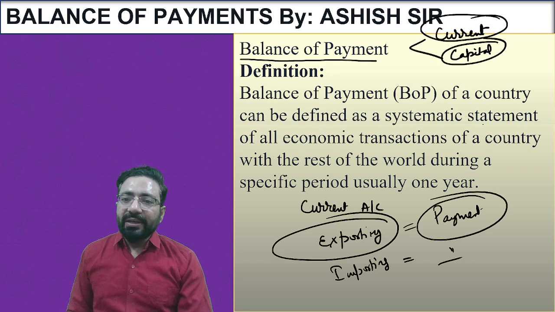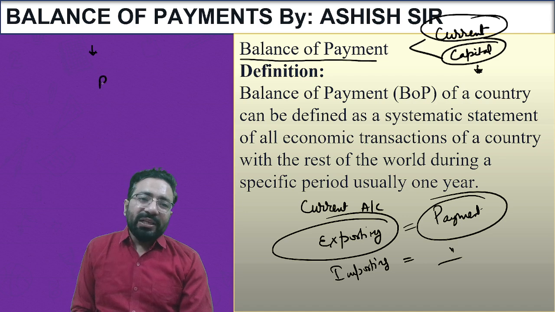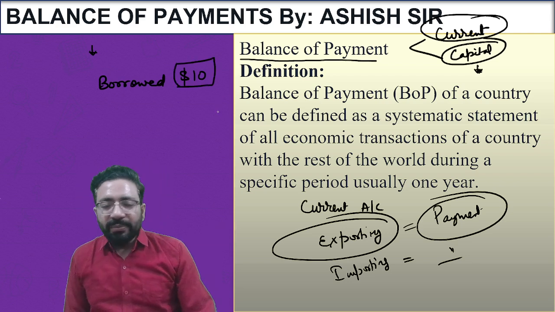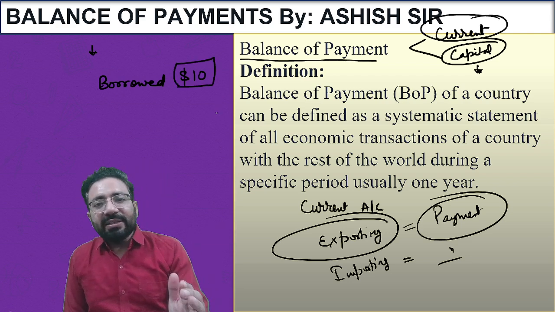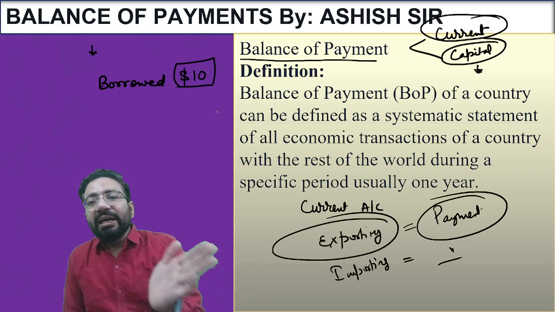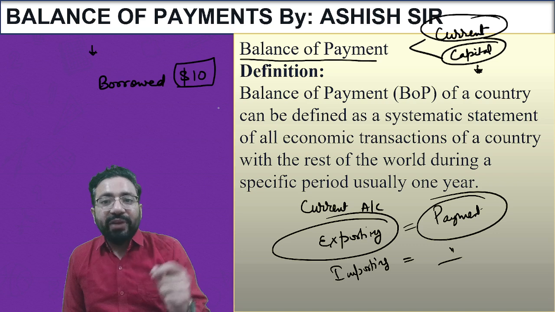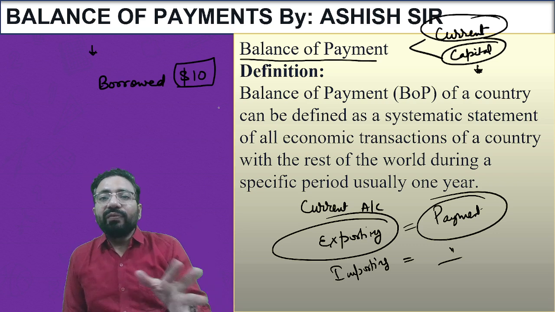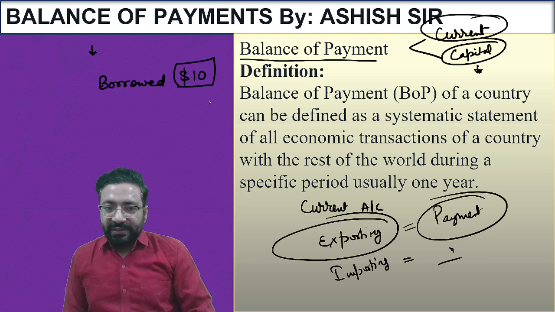Now coming to capital account. Capital account records all those transactions which affect the asset and liability status of the country. Suppose USA has borrowed 10 crore dollars from some country. That has created a liability for you. So it would be shown on the credit side of the capital account of BOP, because it is bringing inflow of money, inflow of foreign exchange.